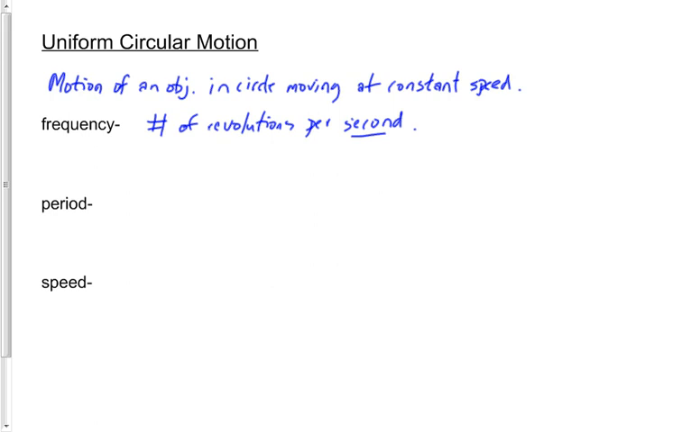The number of revolutions per unit time, or the number of revolutions per second. The symbol for frequency is a lowercase f. And if we want to write an equation that relates to the definition that we just gave, it would be the number of revolutions divided by the time.